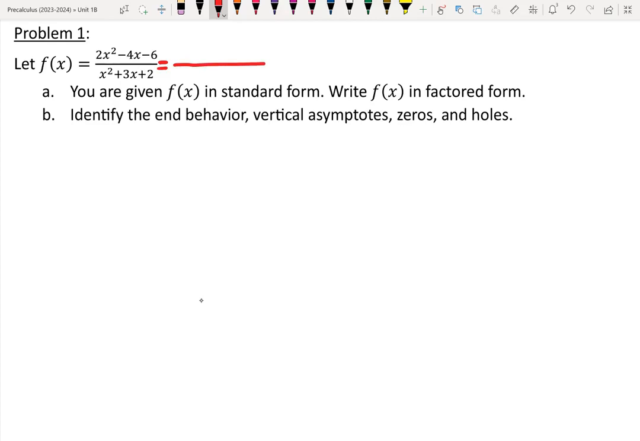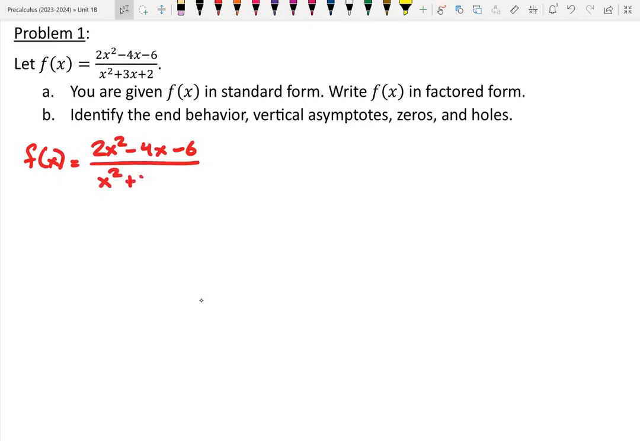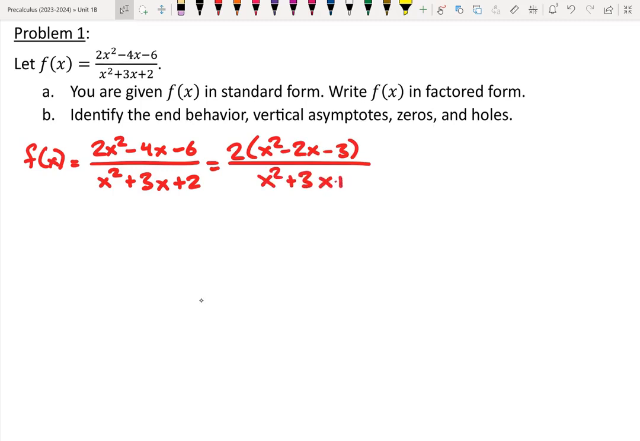In the numerator, I'm going to factor out a 2. I think I'm actually going to do this down below here. So f of x equals 2x squared minus 4x minus 6 over x squared plus 3x plus 2. I'm factoring out that 2 in the numerator, leaving me with x squared minus 2x minus 3 over, with nothing to factor out there, x squared plus 3x plus 2.